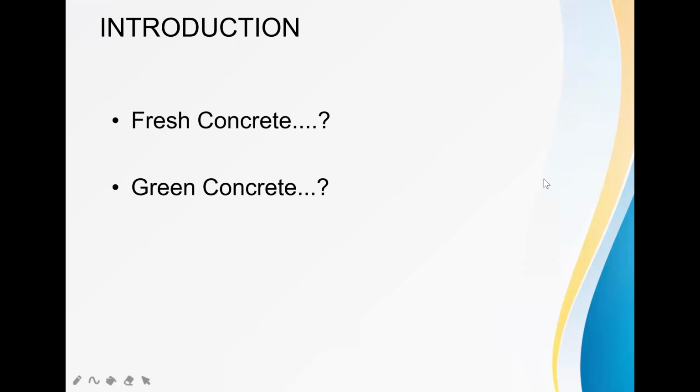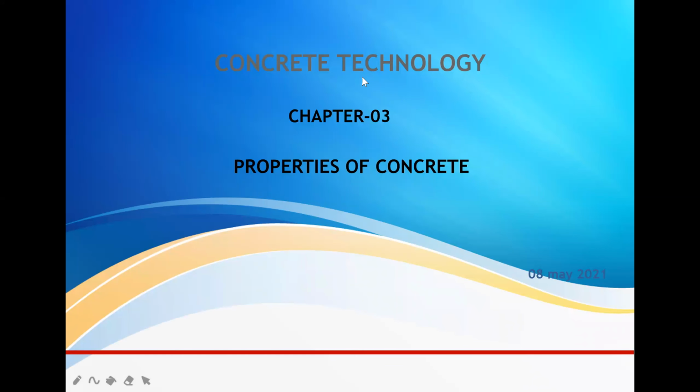Let's go to the introduction. Okay, students, let's start chapter 3, that is properties of concrete. This is a very important chapter to determine the properties of various concrete ingredients and also the workability and durability of the concrete.